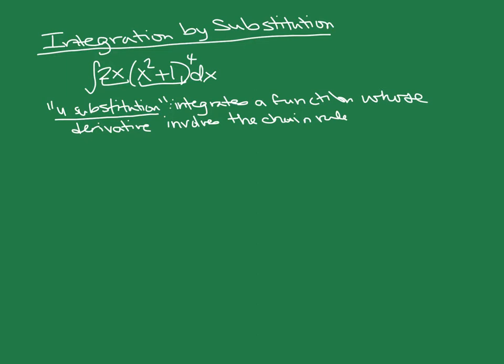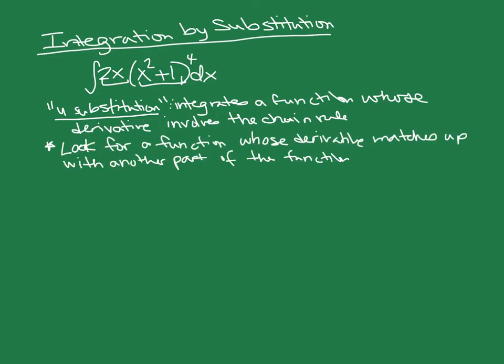And we do what's called substitution. That's used to integrate a function whose derivative involves the chain rule. What you're going to be looking for is a function whose derivative matches up with another part of the function. So the function whose derivative matches up with another part of the function is what you can call your u function. Basically, we're going to set that equal to what we call a dummy variable, and we'll call it u usually. So that's why it's called substitution.